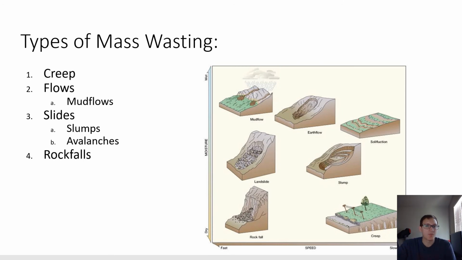Okay, so types of mass movements or wasting. We have creep, we have flows, which we call mud flows. We have slides, which we're going to talk about slumps and avalanches. And then four, we're going to talk about rock falls.